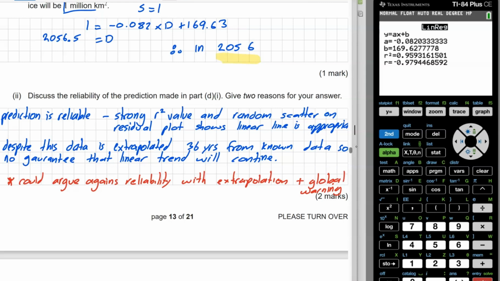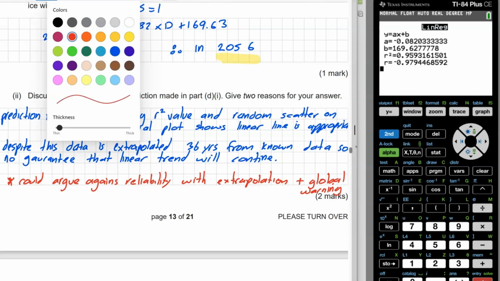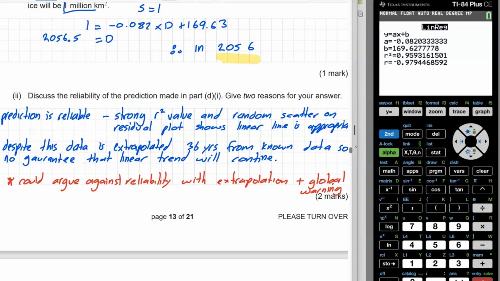I've written in red that you could also argue against the reliability, saying your two reasons could be because of the extrapolation, but also you could mention how global warming is going to affect things as well. But the blue answer is probably the one you want to go for here.